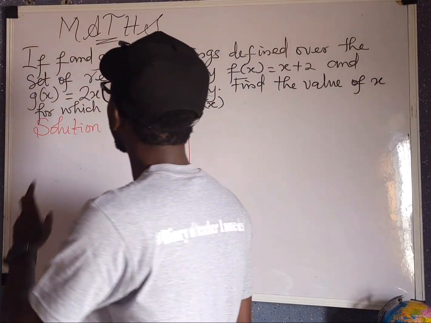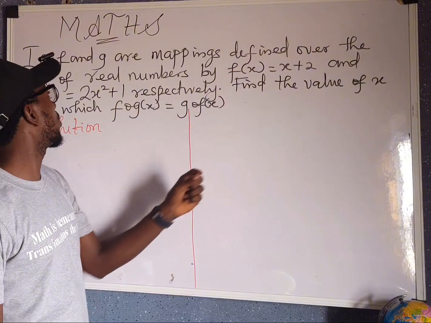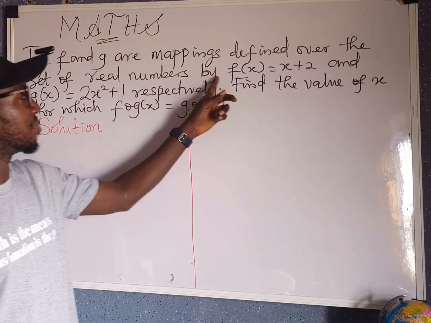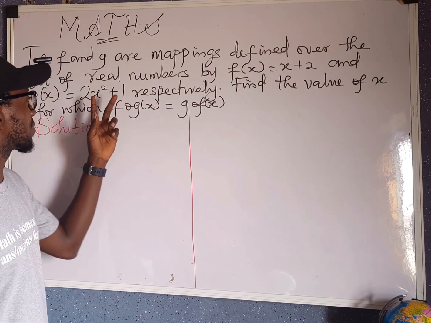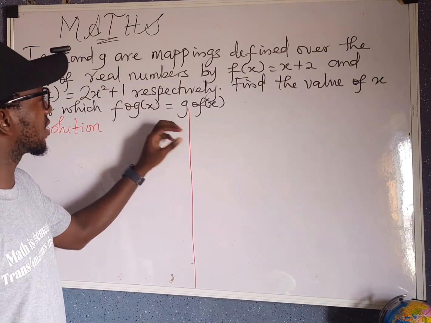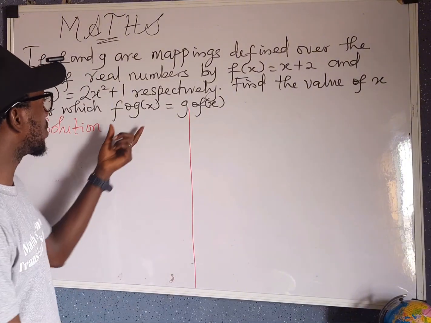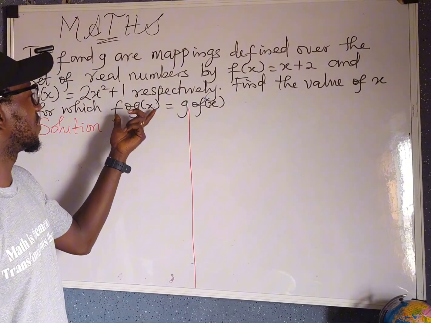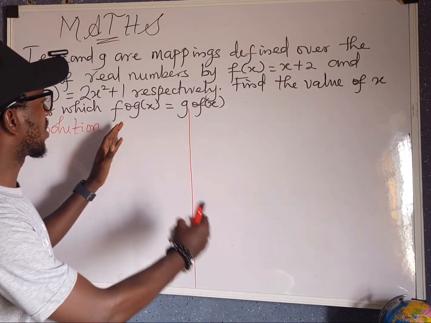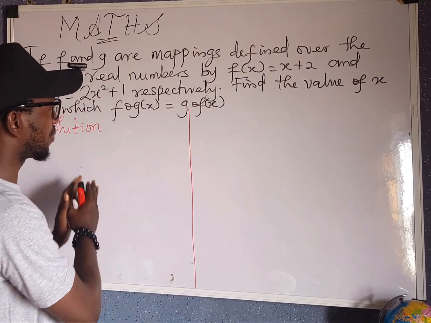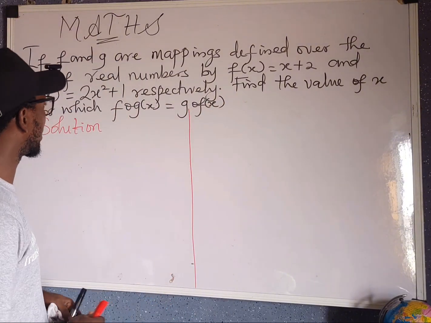We have a question on composite mapping, and it says, if f and g are mappings defined over the set of real numbers by f of x equals x plus 2 and g of x equals 2x squared plus 1 respectively. So we've been asked to find the value of x for which f of g of x is equal to this. What we are going to do is take the left hand side, piece it, take the right hand side, piece it, then equate them later on.